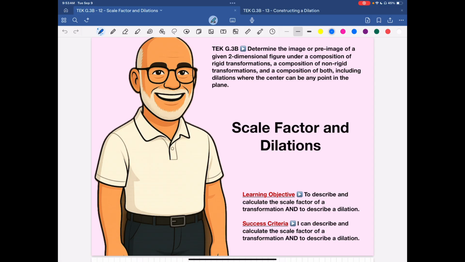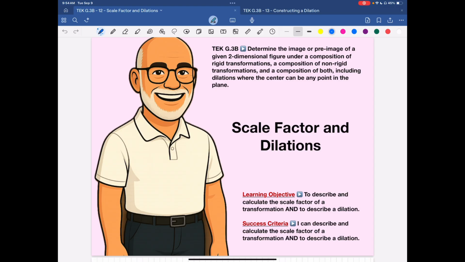Today's TEK is TEK G3B. Determine the image or pre-image of a given two-dimensional figure under a composition of rigid transformations, a composition of non-rigid transformations, and a composition of both, including dilations where the center can be any point in the plane. This video covers scale factors and dilations, and our learning objective is to describe and calculate the scale factor of a transformation and to describe a dilation.